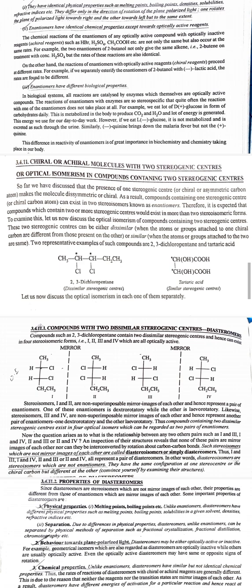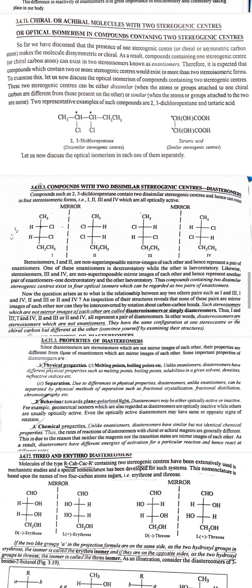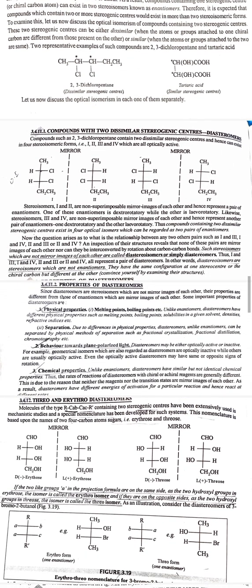As a result, a compound containing one stereogenic center can exist in two stereoisomers known as enantiomers. For example, a dissimilar stereogenic center in 2,3-dichloropentane and a similar stereogenic center in tartaric acid. Compounds with two dissimilar centers are diastereomers. A compound such as 2,3-dichloropentane, containing two dissimilar stereogenic centers, can exist in four stereoisomers which are optically active. Such stereoisomers which are not mirror images of each other are called diastereomers or simply diastereoisomers.